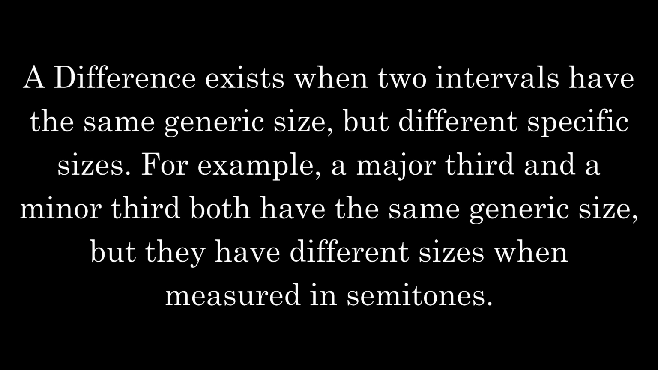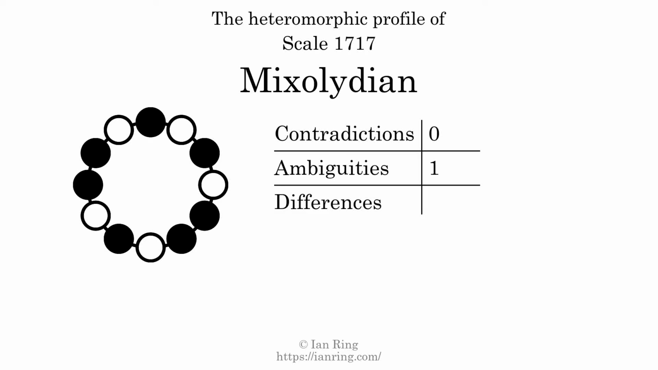A difference exists when 2 intervals have the same generic size, but different specific sizes. For example, a major third and a minor third both have the same generic size, but they have different sizes when measured in semitones. The number of differences in this scale is 56.